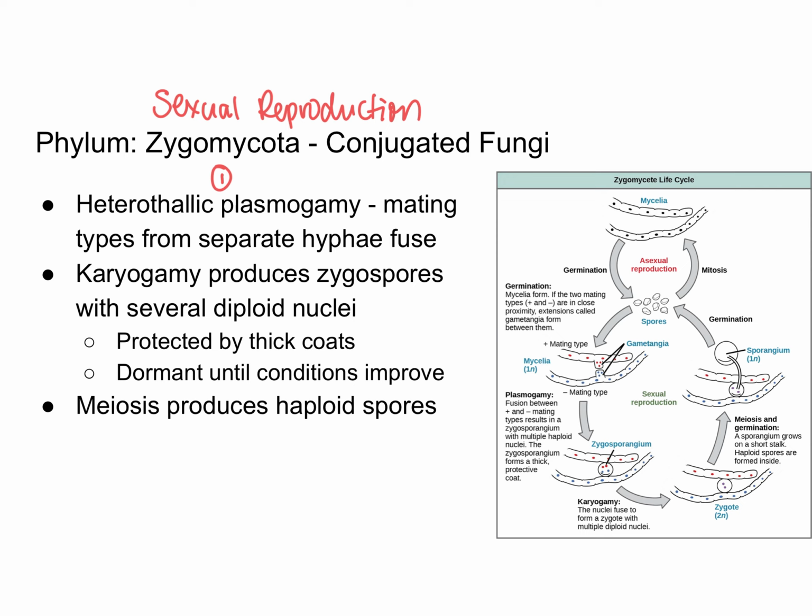And remember that heterothallic, hetero means different or other, and thallic refers to the thallus or the mycelium or the hyphae that make up the thallus. So what happens is that there has to be two different fungi present, each with their own thallus, and each one of them is going to contribute one of the mating type cells towards the sexual reproduction encounter.